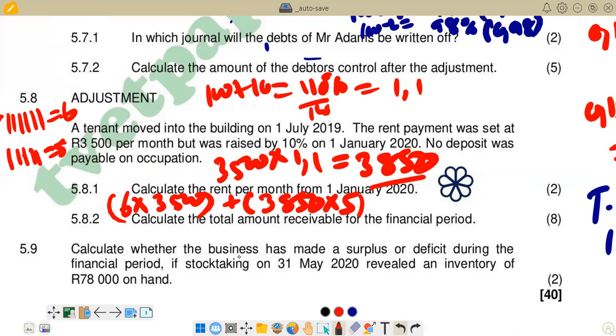So here, if you multiply by 6, you get 21,000. Then here you multiply by 5, you are going to get 19,250. Then you add the 2 to get the total. When you add the 2 now, to get the total, you get 40,250 now. So 40,250 is the figure that is being asked. So this one becomes your answer there.